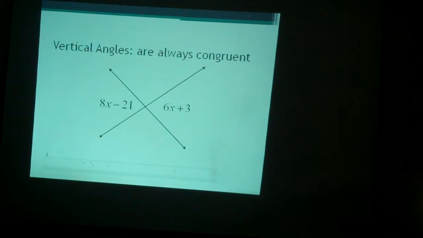Vertical angles. Vertical angles are always congruent. Your vertical angles are here and here and there and there. So these two angles are equal to each other, and these two angle measurements are also equal to each other.